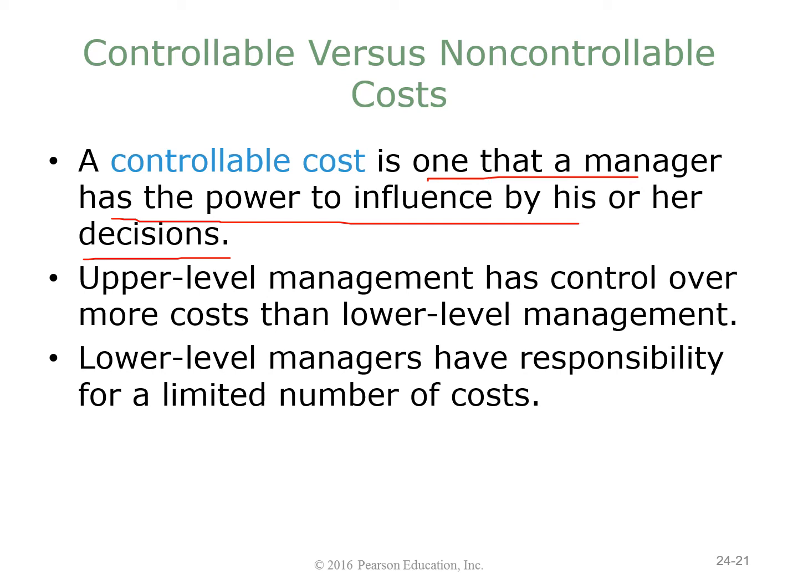The upper level management has control over more costs than the lower level management. Of course, this is very logical because the top management will have more control over the costs than the lower management, and the lower manager has responsibility for a limited number of costs, which is the vice versa of what we just said in point number 2.